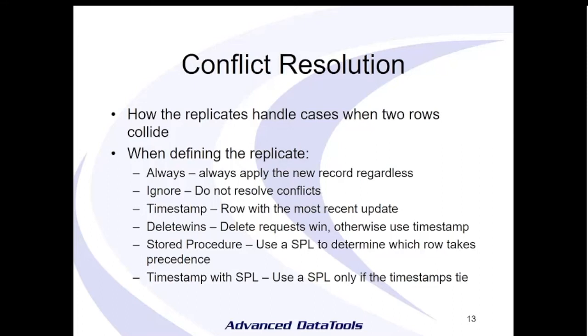The next one is timestamp, which will actually look at the timestamp of when the update happened. This is where having synchronized clocks is important, but what will happen is if it sees that the Providence one was 2 minutes before the New York update, it'll view the New York one as probably newer and it takes precedence. Delete wins works with timestamp. However, if it's a delete request and then an update request on the same row, it views the delete as winning and just ignores the update.